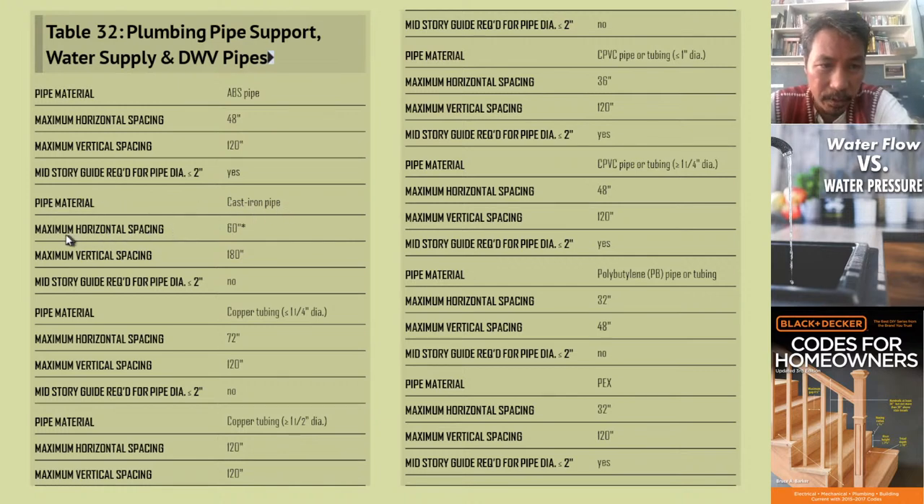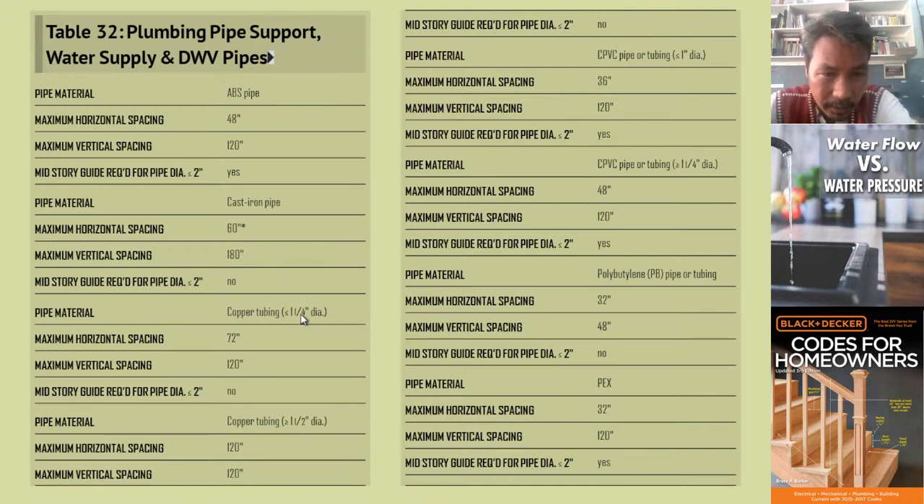Pipe material, cast iron pipe. Horizontal spacing, 60 inches. Maximum vertical spacing 180. So if we are using different types of material, expect different properties. ABS is plastic. Cast iron is metal. So you'll notice maximum 60, while maximum here is 48 only. So 120, this is 180. There is no requirement for intermediate support between stories, no need because it is metallic.